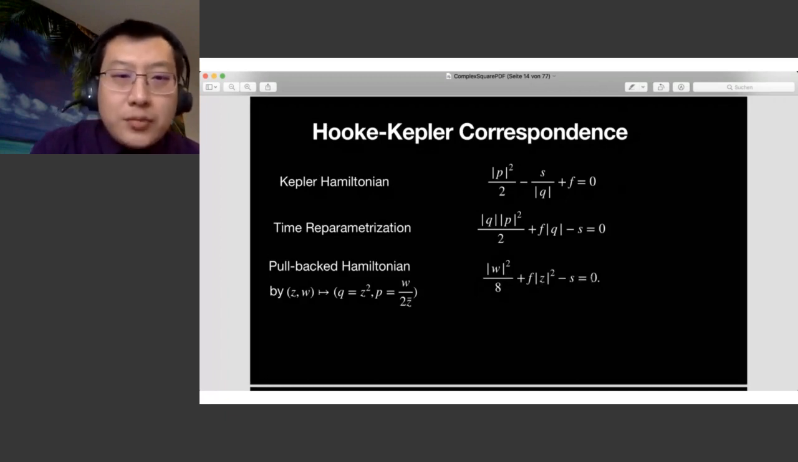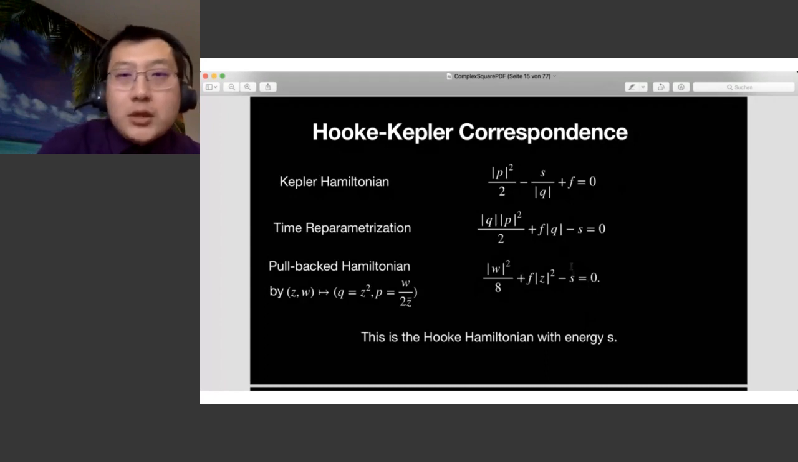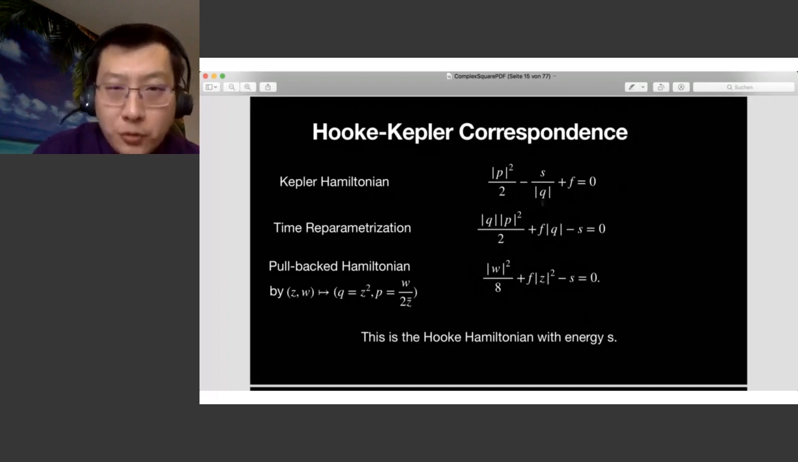And this is just the Hooke Hamiltonian with some kind of a spring constant f and with energy s. So it's a very simple procedure, which also, we see, has no singularities for the set z equals 0 in this Hooke Hamiltonian, corresponding to the singular set q equals 0 in the Kepler Hamiltonian. Therefore, this somehow brings a regularization.